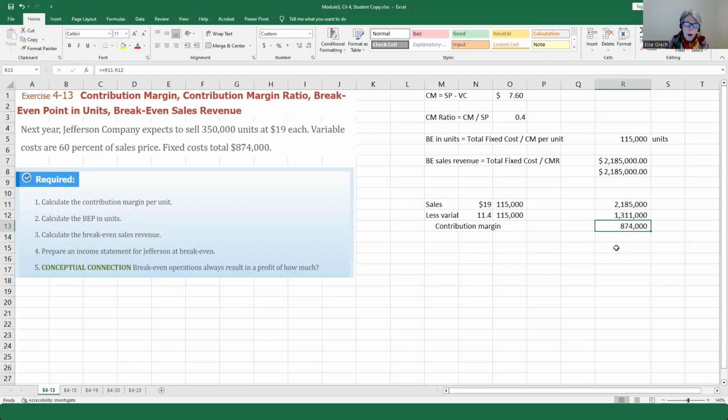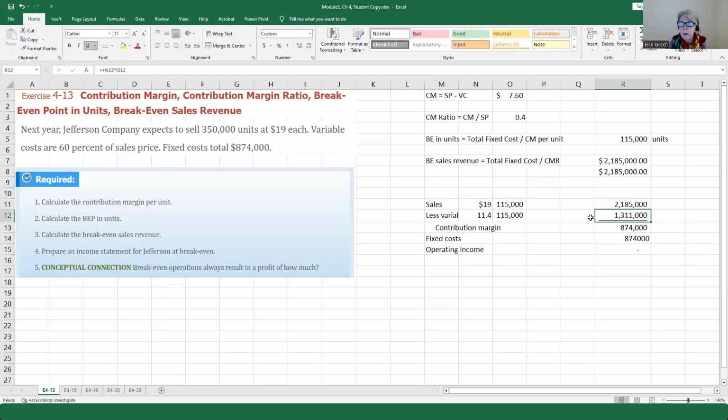We should know that that's what the contribution margin is going to be, because at break even, my operating income is going to be equal to 0. So I'm going to take the fixed costs right now, which is the 874,000. And when I deduct these two, it's going to be equal to 0. So my operating income is going to be equal to $0. I'm just going to put that as $0. I think it's still going to do a dash. It's going to do a dash automatically.